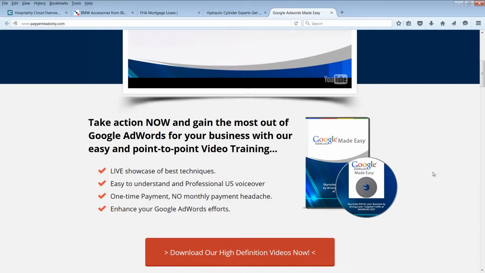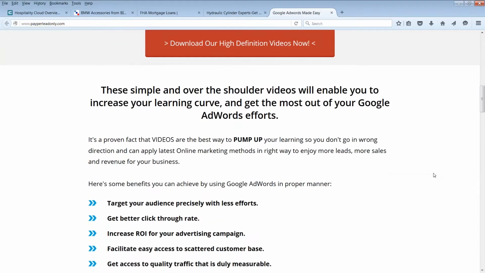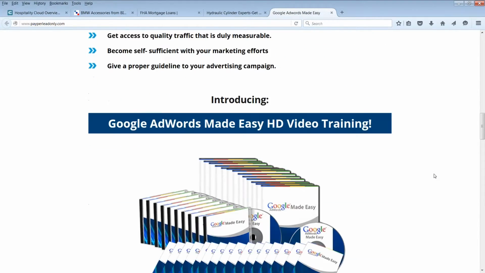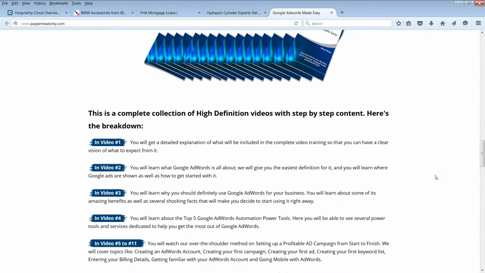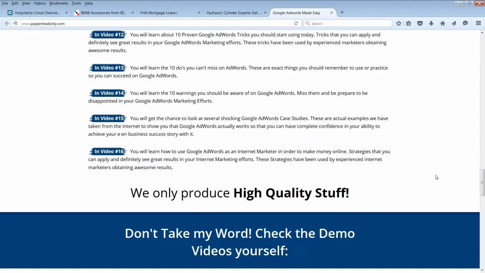Scroll down, take an action now. Just scroll through the page all the way to the bottom. We'll go back up to the top. So this is one of those long form pages. Lots of value copy here.